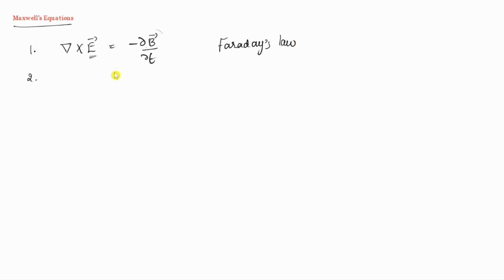Now the second equation is del cross H is equal to J vector. That is, the curl of magnetic field intensity is equal to current density. That is, the current creates some magnetic field. So this equation is known as Ampere's law.